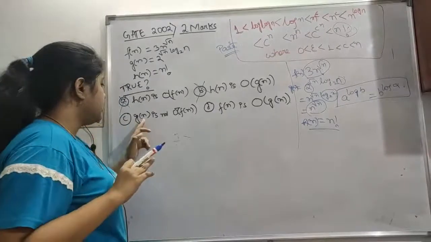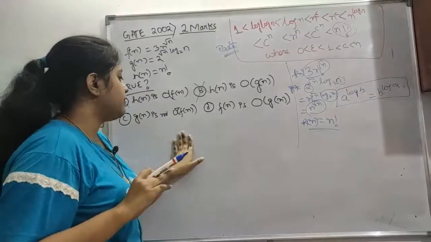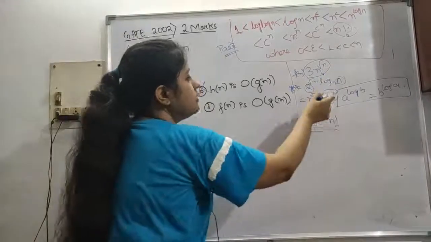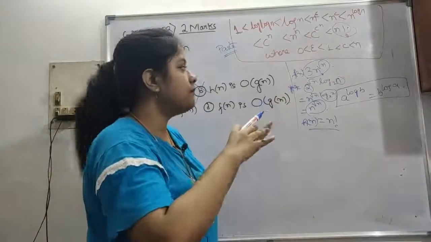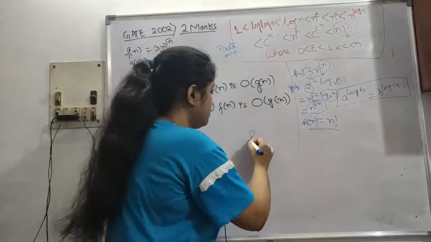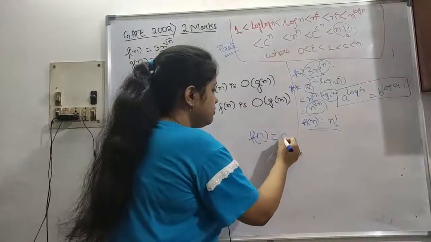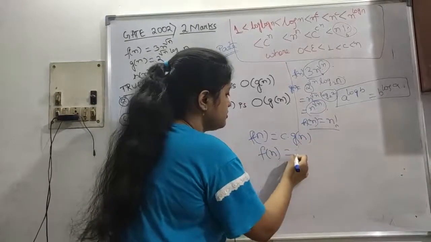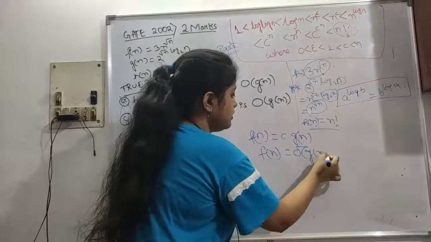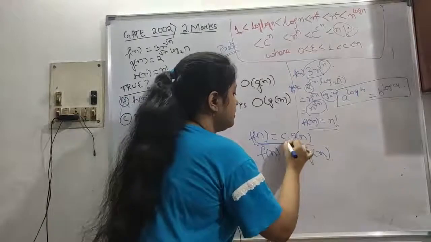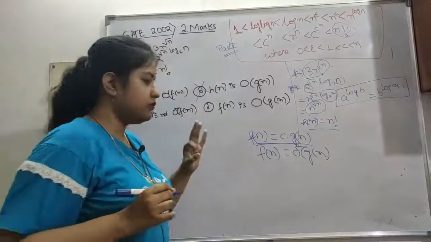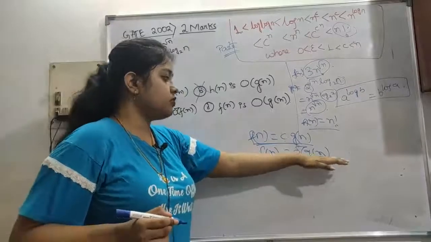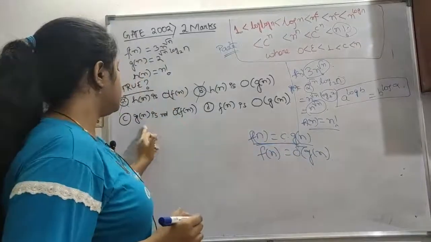Now let's see, gn is not a function of fn. This is also false, because these two are almost the same, and we know fn is equal to c dot gn. So fn is order of gn. Here you can add a constant and multiply, so fn is equal to order of gn. So this is not true.